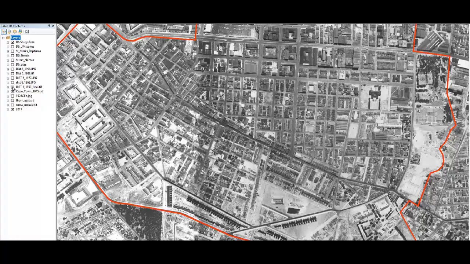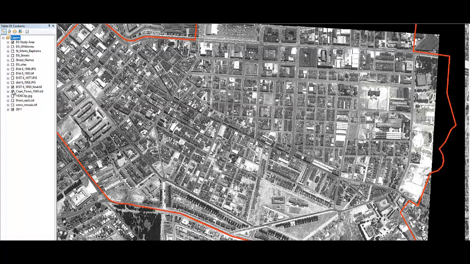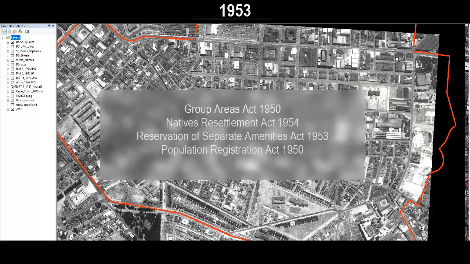Let's go forward to 1953. As you can see, District 6 was fully built, and in 1953, the residents of District 6 did not know what was about to hit them. Some of the most repressive apartheid laws were promulgated in the 1950s, such as the Group Areas Act, the Natives Resettlement Act, and the Reservation of Separate Amenities Act.